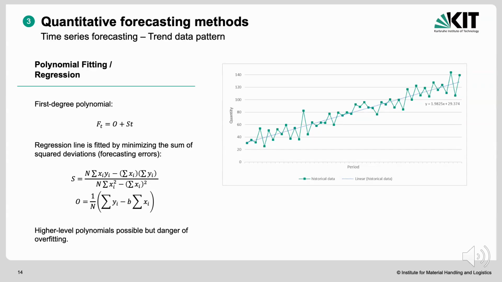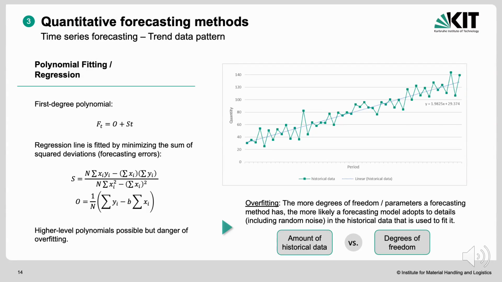And you see graphically depicted the historical data and the linear fit, and then we would extend our prediction, which is the dotted line, into the future. The more degrees of freedom and the more parameters you have, the better you can fit the curve to your data.